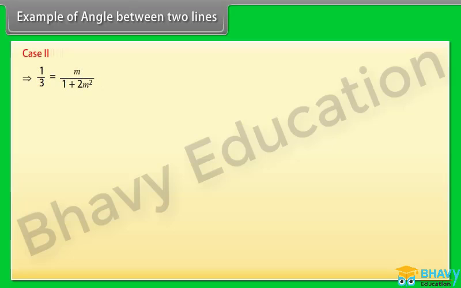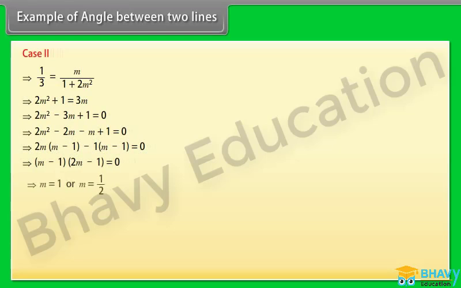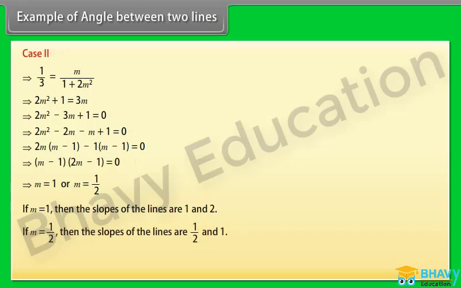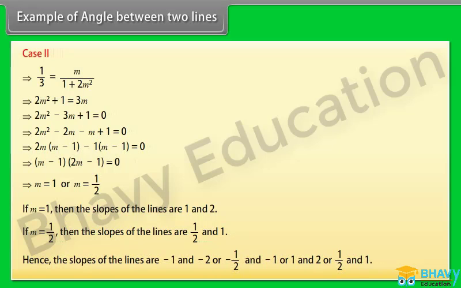Case 2. 1/3 is equal to m divided by (1 plus 2m squared). On solving, we get m is equal to 1 or m is equal to 1/2. If m is equal to 1, then the slopes of the lines are 1 and 2. If m is equal to 1/2, then the slopes of the lines are 1/2 and 1. Hence, the slopes of the lines are -1 and -2, or -1/2 and -1, or 1 and 2, or 1/2 and 1.